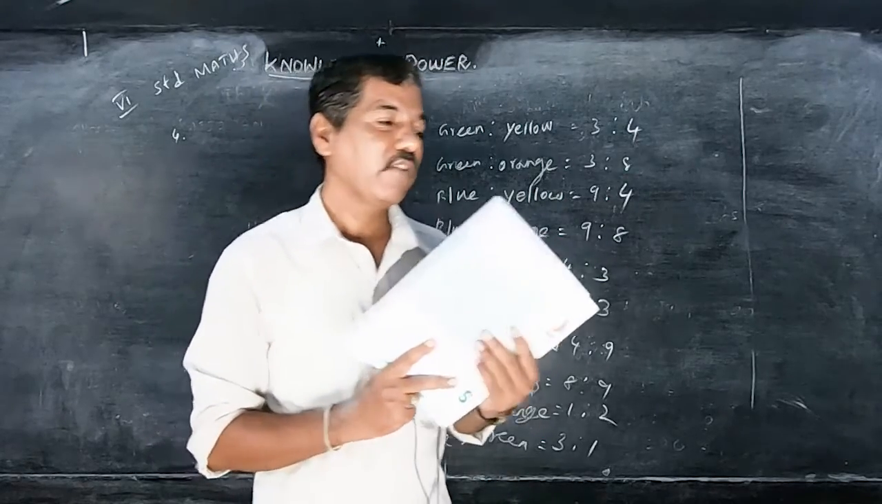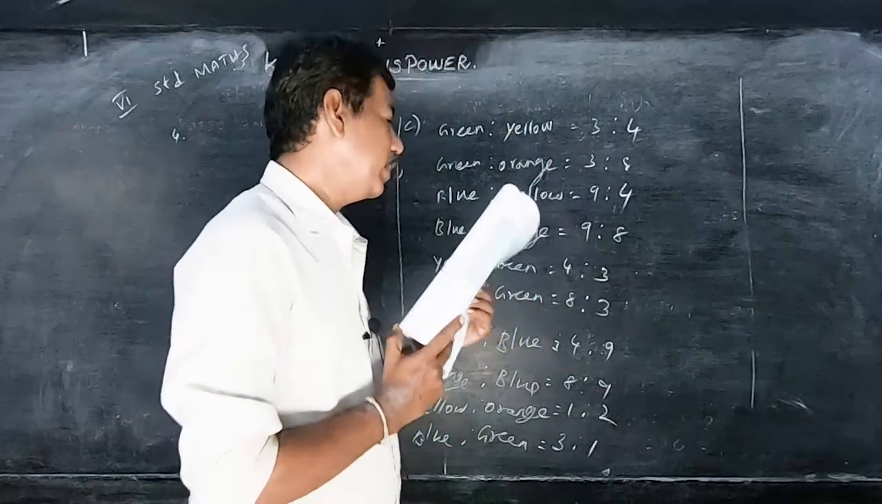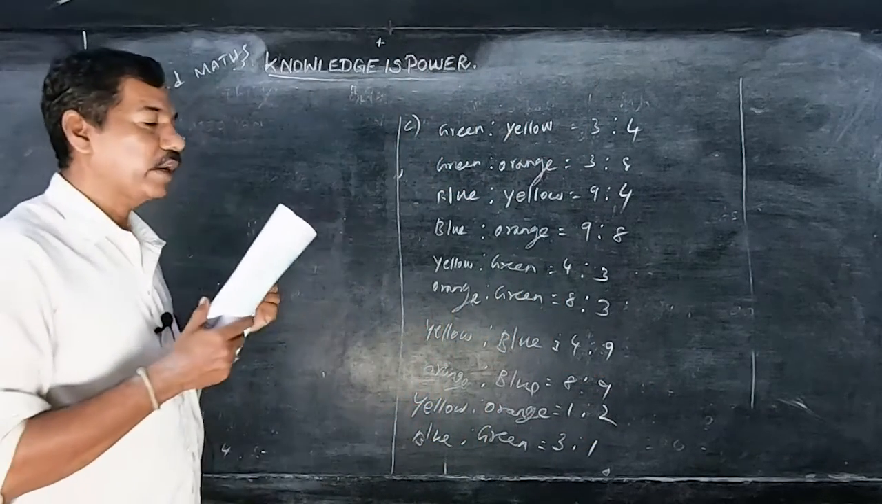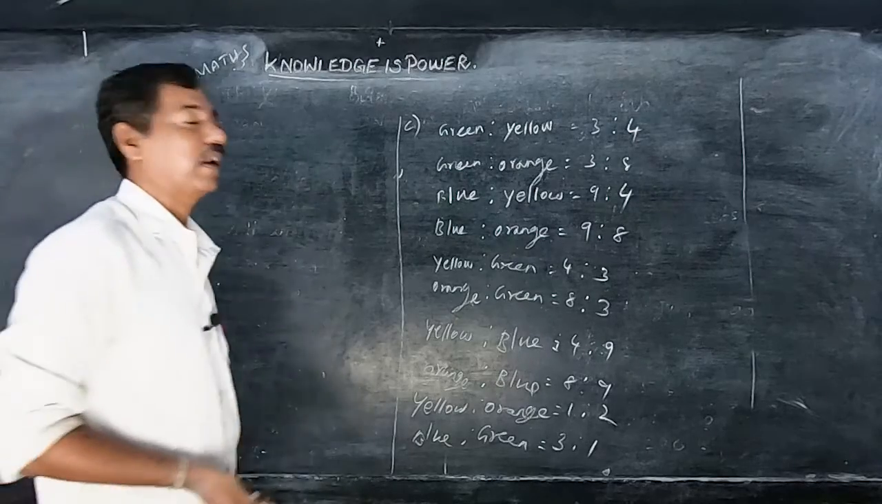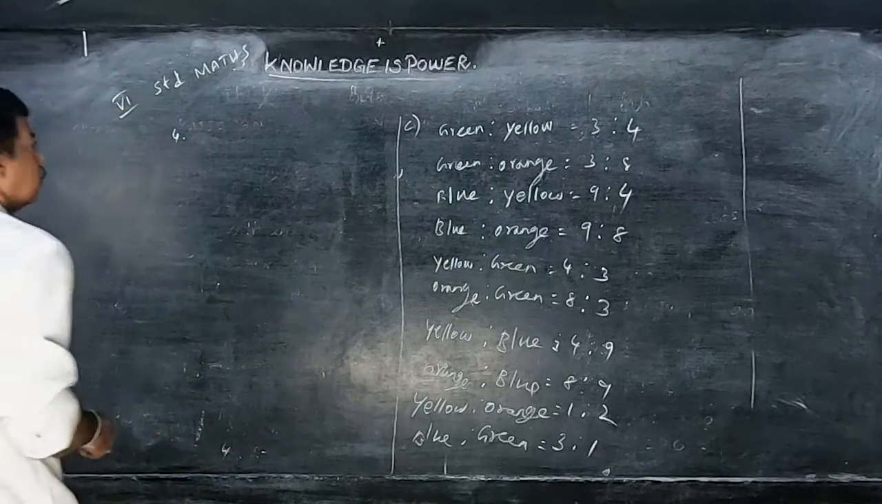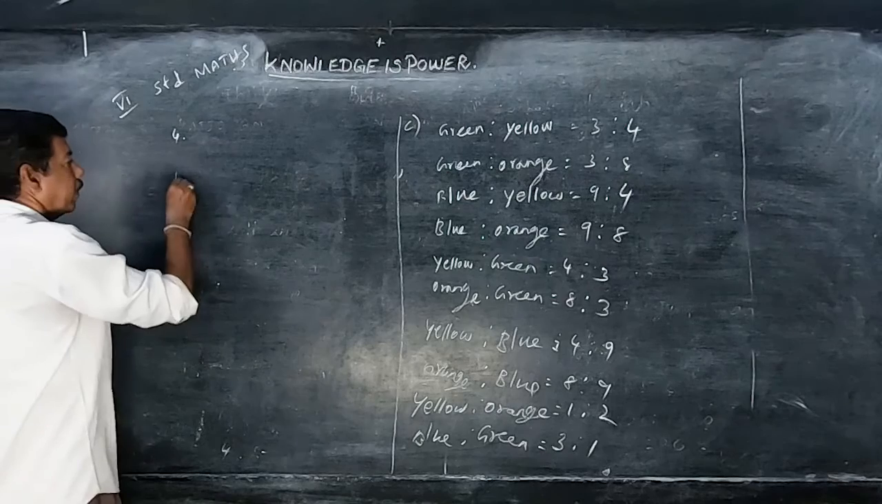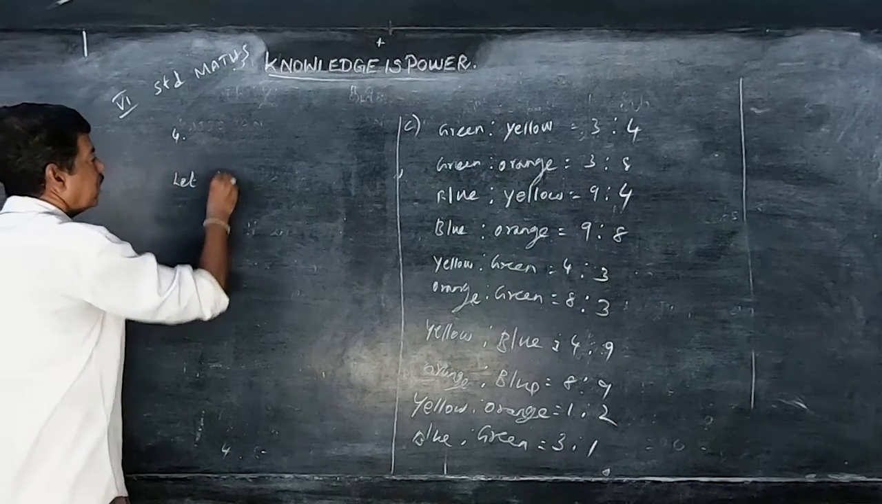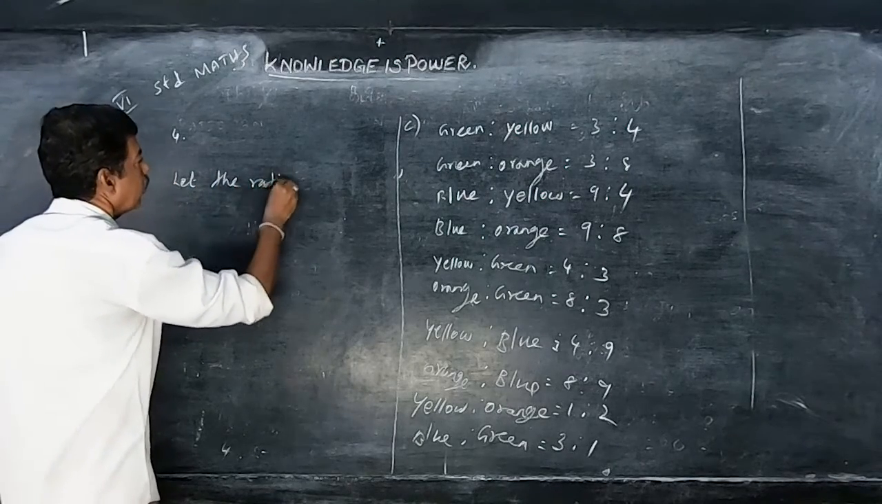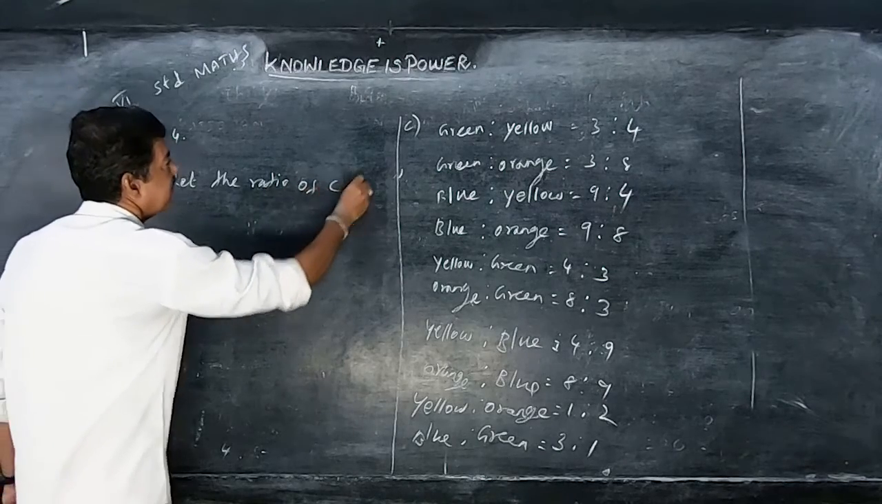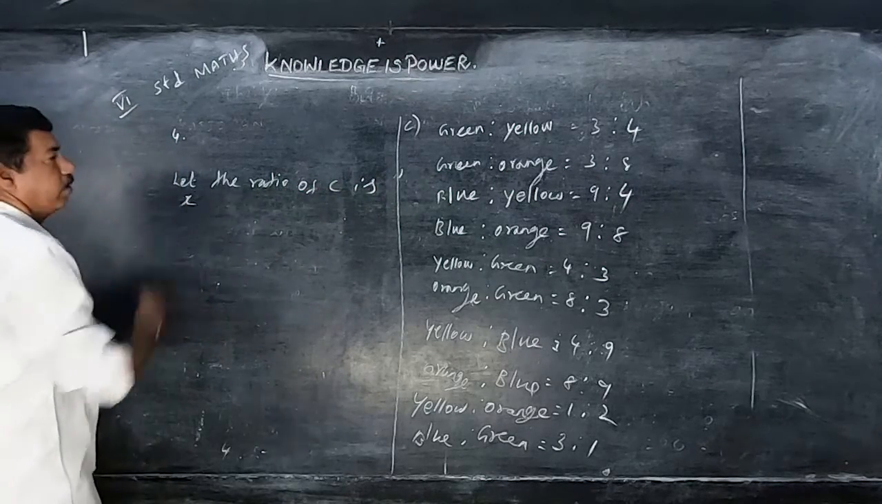This is the concept they have given. Find A is to B and B is to A. Verify whether the results are in proportion or not. They have asked us to find out whether this is a proportion or not. Okay? So first, see, let the ratio of C be X. Take it as X. C is X.